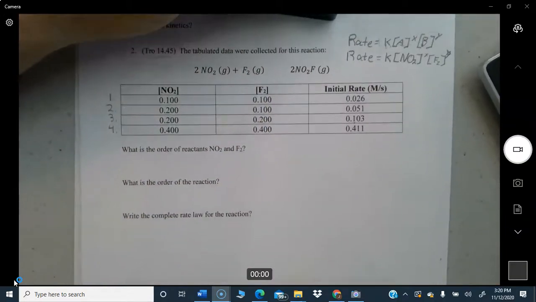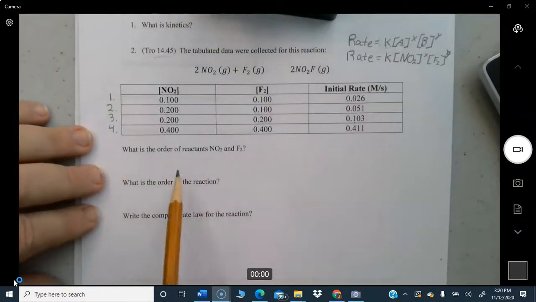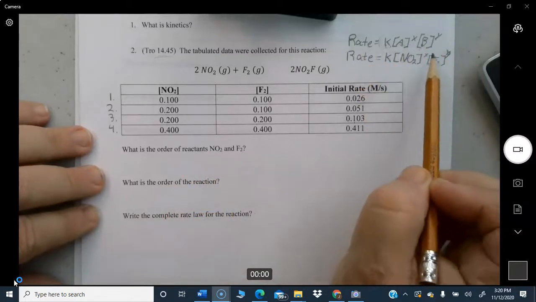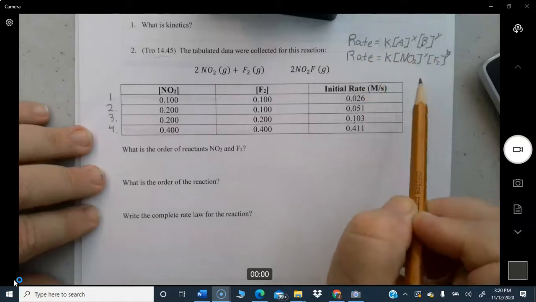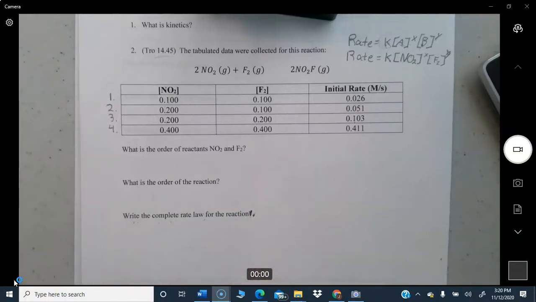So let's look at the questions we're being asked. What is the order of the reactants NO2 and F2? And what is the order of the reaction? So those questions we're going to have to wait till the end. The first thing we need to do is come up with the parameters of this equation. And that's what this question is asking you to do. Write the complete rate law for the reaction. It's actually not a question, it's just an instruction. Write the complete rate law for that reaction.